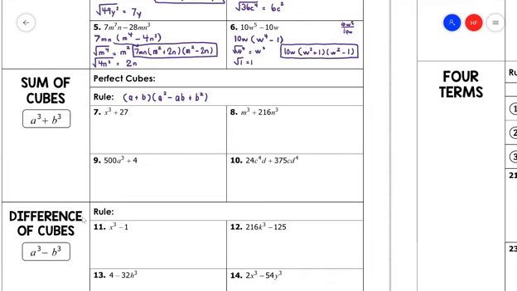So in this one, we have to take the cube root to get that a value. So we're going to take the cube root of x cubed, which, just like the square root of x squared being x, the cube root of x cubed is just x. And then we'll take the cube root of 27 as well, and that is 3. So we have x plus 3 times x squared. We square that first term, squish them together and multiply with the opposite sign, always plus the last term squared.